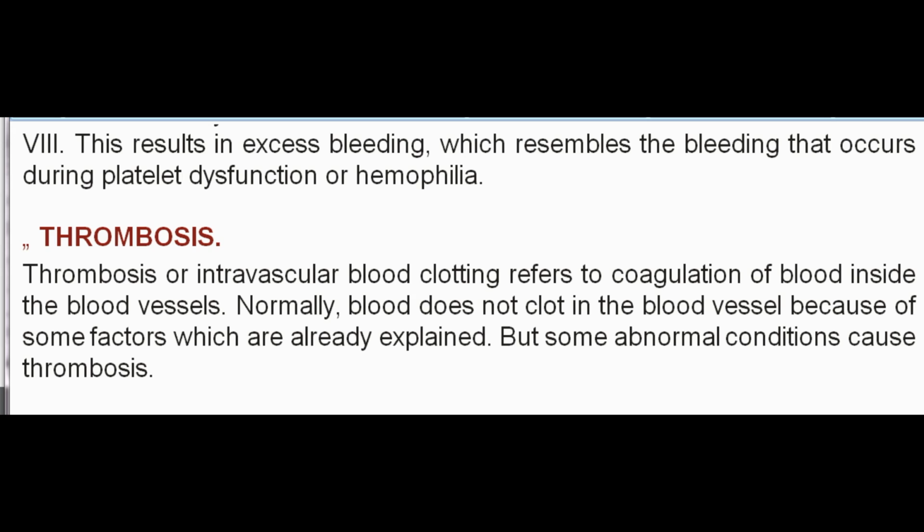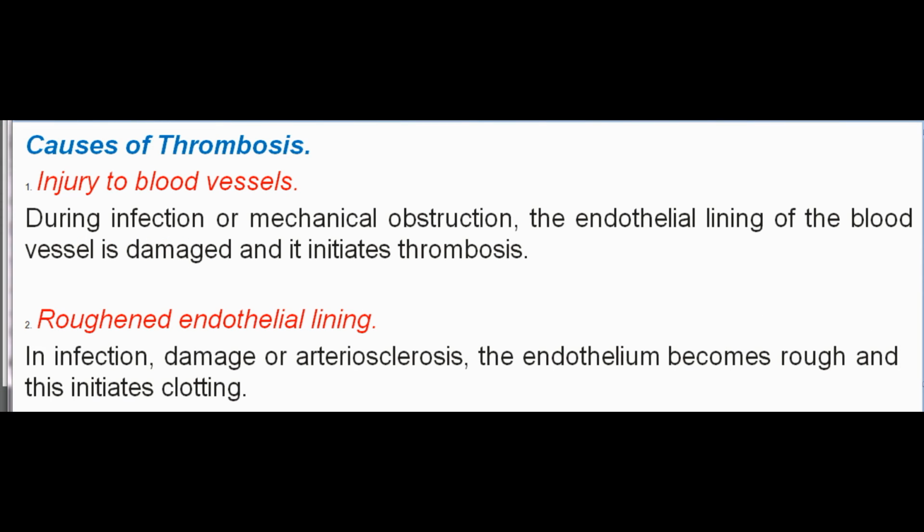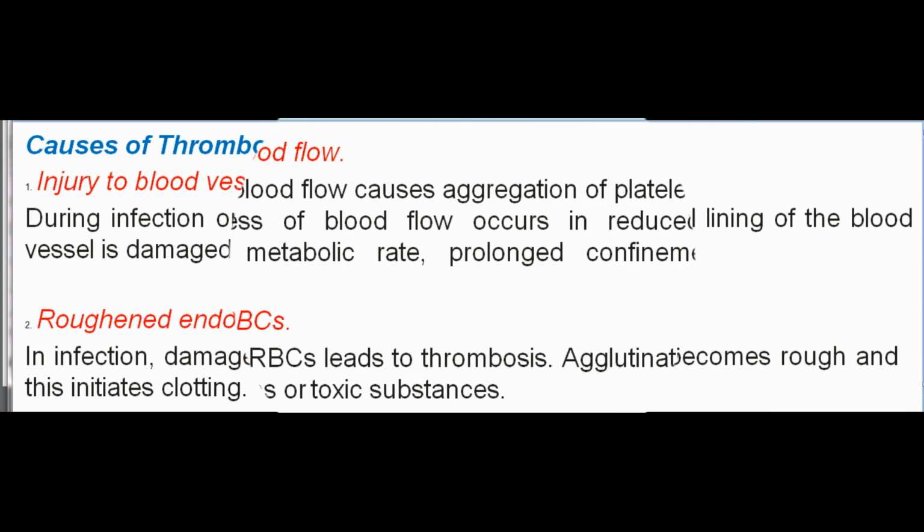Thrombosis. Thrombosis or intravascular blood clotting refers to coagulation of blood inside the blood vessels. Normally, blood does not clot in the blood vessel because of some factors which are already explained. But some abnormal conditions cause thrombosis. Causes of thrombosis. Injury to blood vessels. During infection or mechanical obstruction, the endothelial lining of the blood vessel is damaged and it initiates thrombosis. Roughened endothelial lining. In infection, damage, or arteriosclerosis, the endothelium becomes rough and this initiates clotting.